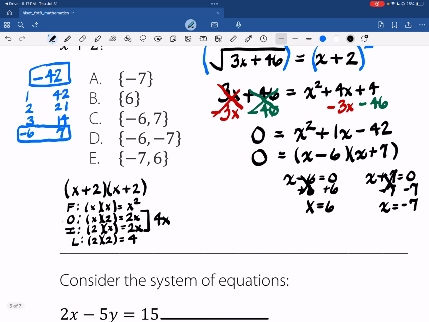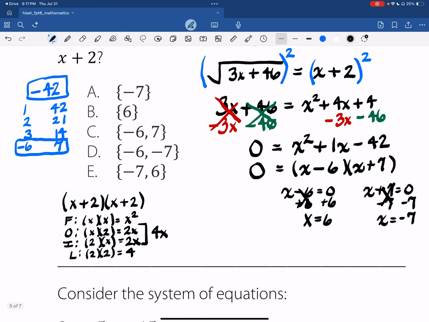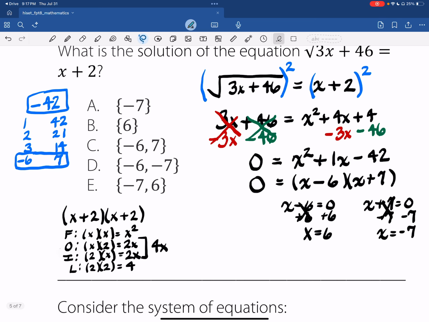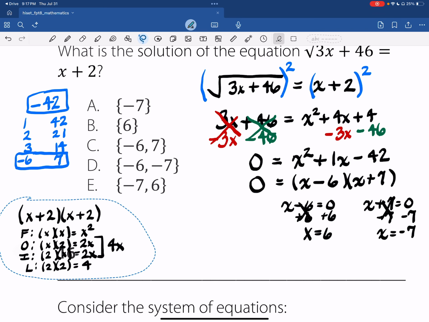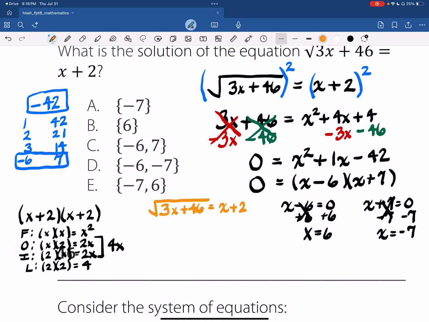Because you have to test these solutions. You have to plug them back into the equation to see if both are actually valid choices, valid solutions for the equation. So I'm going to test my solution, and I need a different amount of colors here. Let's use orange. So here is the original equation. The square root of 3x plus 46 is x plus 2. So let's plug in the 6 and see what happens.